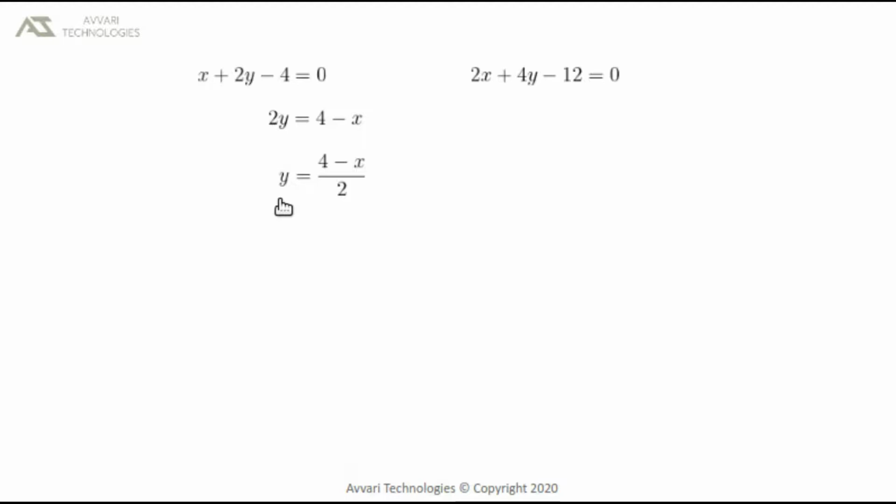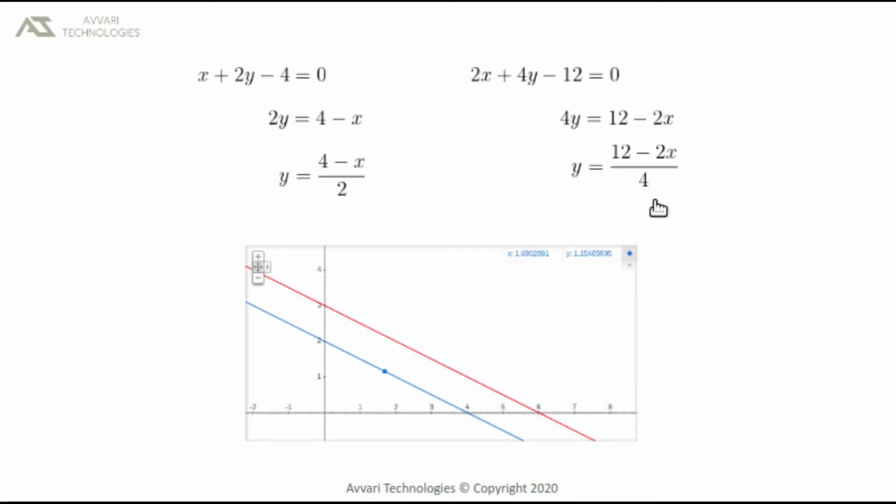Now moving on to the second equation, 4y is equal to 12 minus 2x. We followed a similar approach as for the first equation. y is equal to (12 minus 2x) divided by 4. Now let us plot the graph for these two equations. The blue line represents the first equation and the red line represents the second equation.